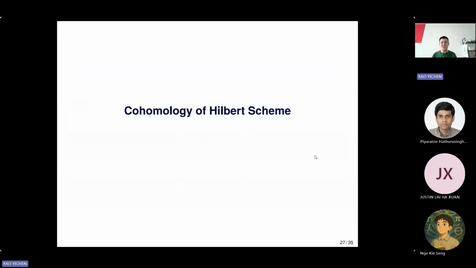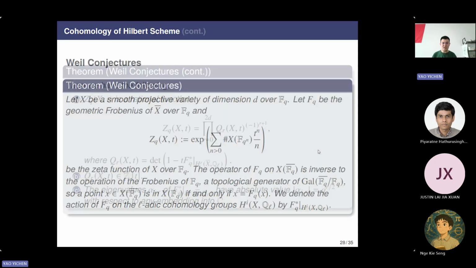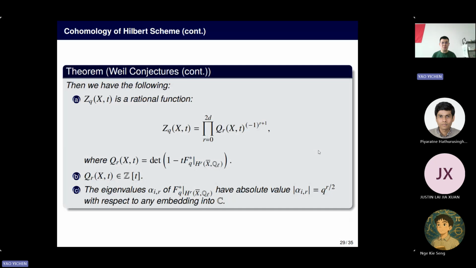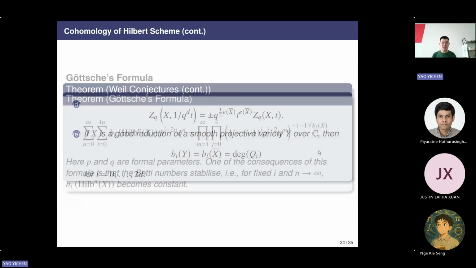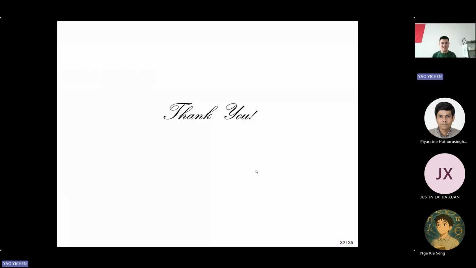And finally, the last part: in the next semester, I will come to the Weil conjectures and use these conjectures, which have already been proved, to prove Göttsche's formula. This is the last thing I want to achieve, which is the Betti numbers of the Hilbert scheme. We have this formula. Okay, that is my presentation, and thank you.